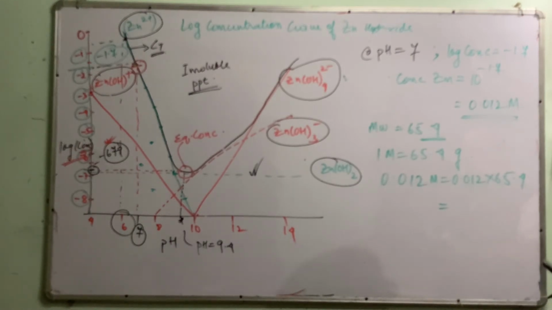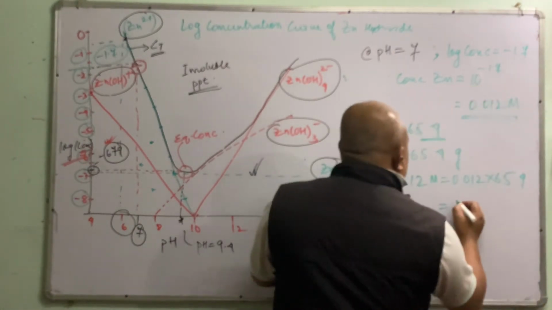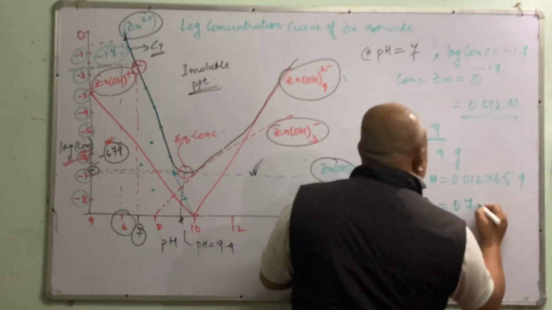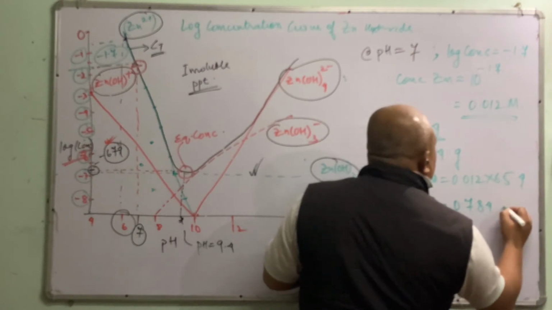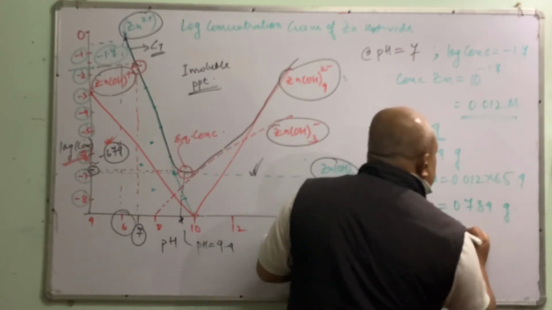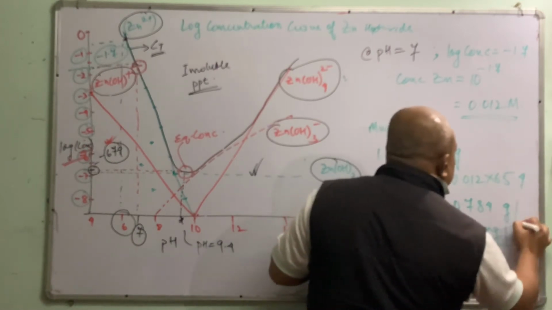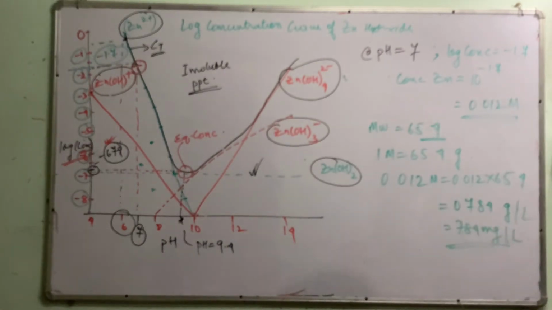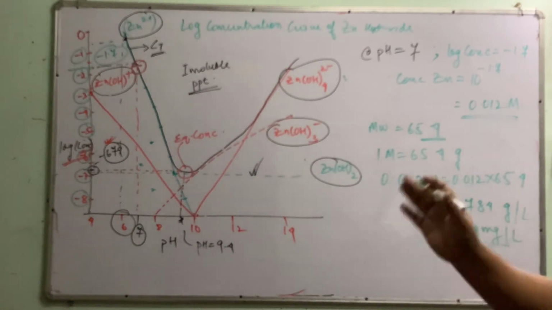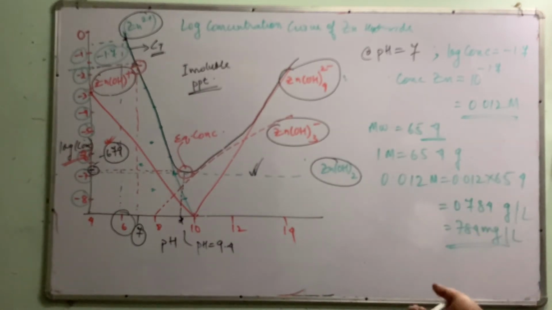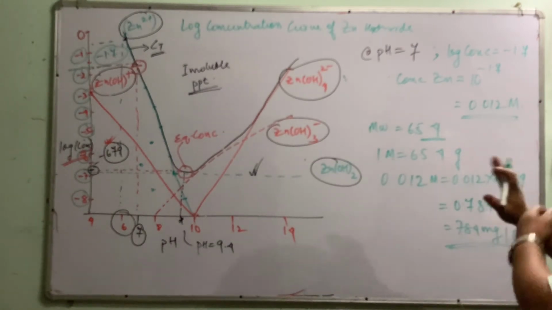65.4 into 0.012. That is 0.784 grams. So this is 784 milligram per liter. So if the zinc concentration is more than 784, it will always get precipitated at pH 7. If it's 800 milligram per liter, it will get precipitated. Is that clear? That is the basic concept from this graph.